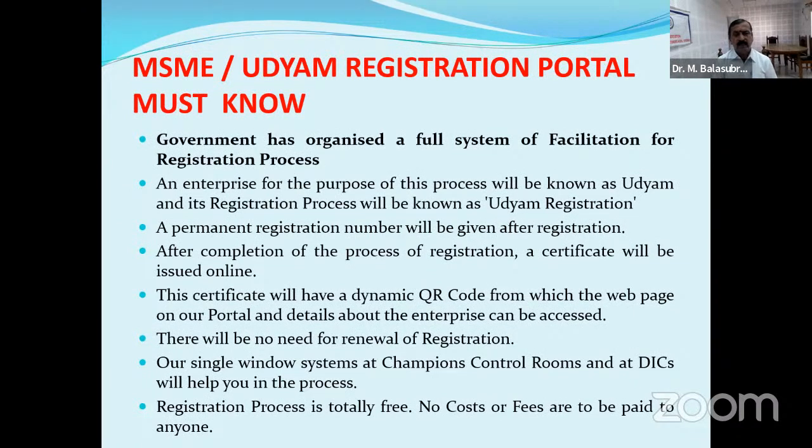For the MSME Udyam registration portal, the fact we must know is that the government has organized a full system of facilitation for the registration process. Enterprises for the purpose of this process will be known as Udyam, and its registration will be known as Udyam registration. A permanent registration number will be given after registration. After completion of the process of registration, a certificate will be issued online. This certificate will have a dynamic QR code from which the web page on our portal and details about the enterprise can be accessed. There will be no need for renewal or re-registration.